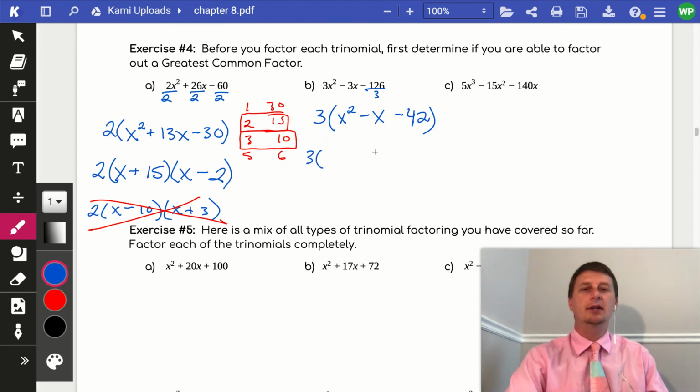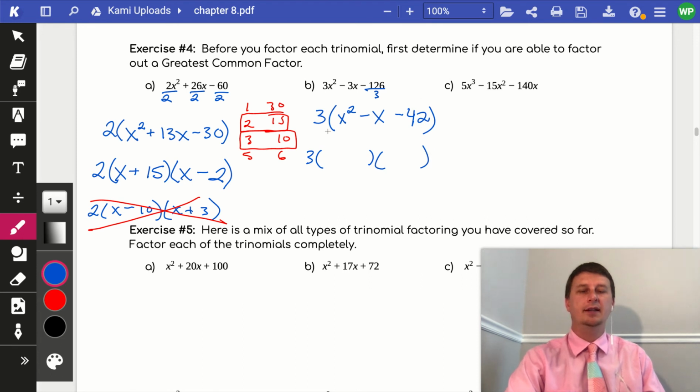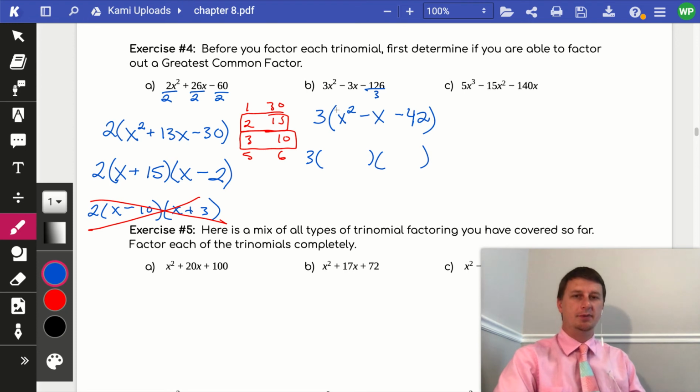And once again, you look inside those parentheses and ask yourself, is there another GCF? And the answer is no, because we successfully factored out our GCF in the first place. Now we look for two numbers that multiply to negative 42 and combine to give you negative 1. So we have 1 and 42. We've got 2 and 21.